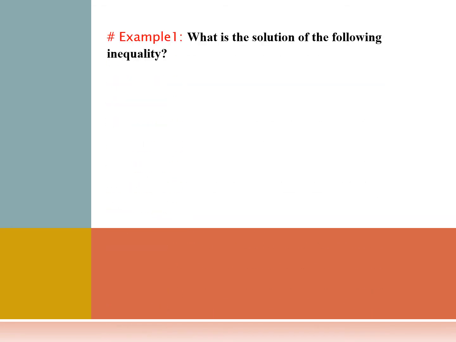Example: what is the solution of the following inequality? Here we have absolute value of 2x minus 5 less than 1. So first step, put 2x minus 5 between the roots -1 and 1. So we have two values of 1, the first value -1 and the second one +1. So this expression 2x minus 5 should be between -1 and 1.